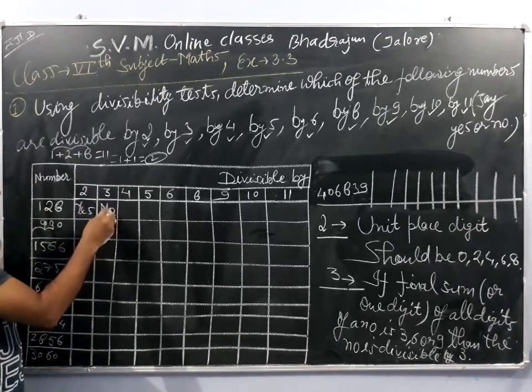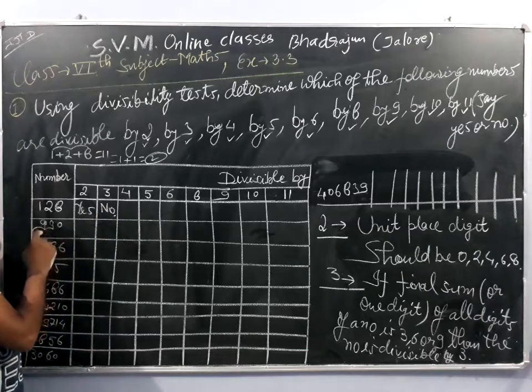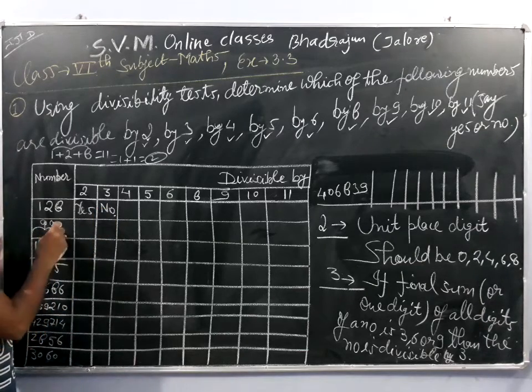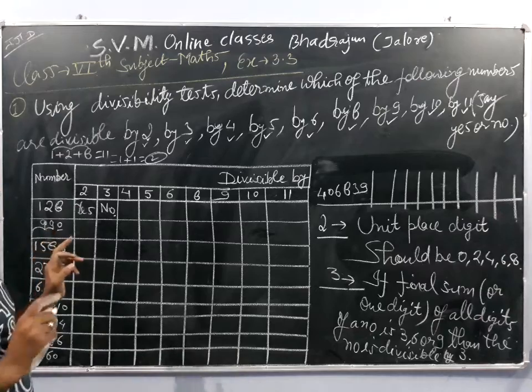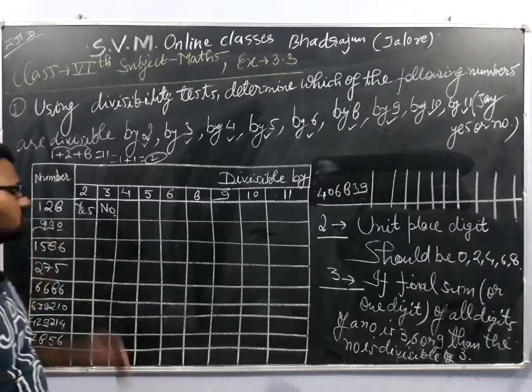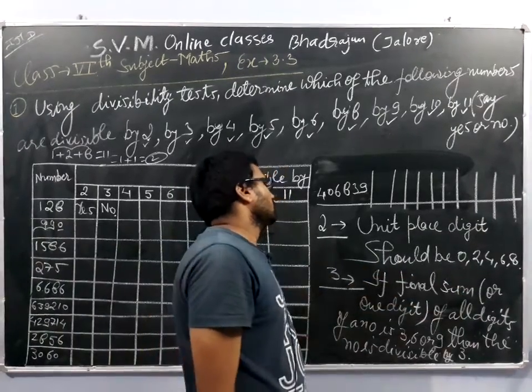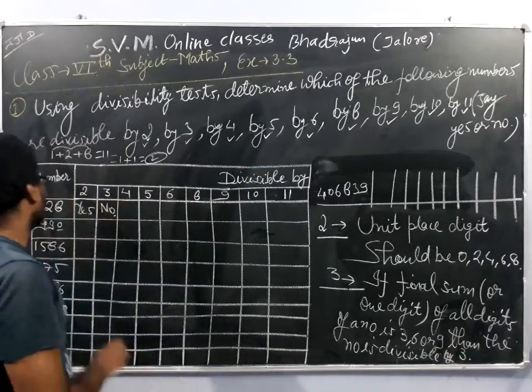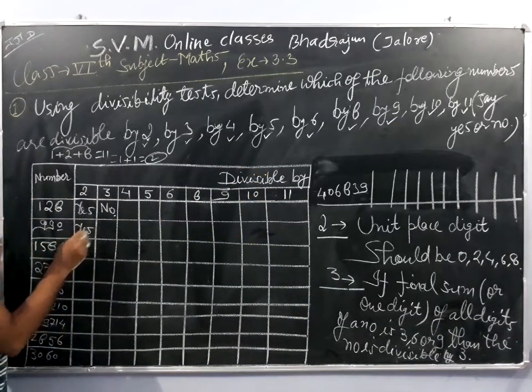Okay, let us move towards our next number, which is 990. Here we are seeing our unit place digit. Our unit place digit is 0, hence this number is divisible by 2. So we will write the response as yes.